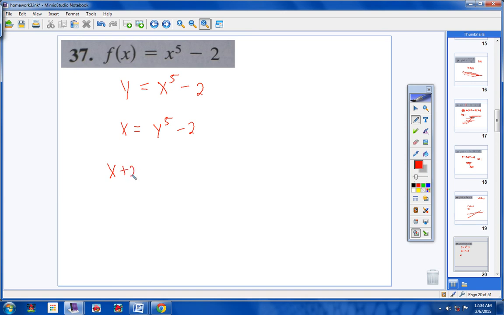Bring the 2 over and make it positive. And now take the 5th root of both sides. So the 5th root of x plus 2 equals the fifth root of y to the fifth, which is y. So there we go.